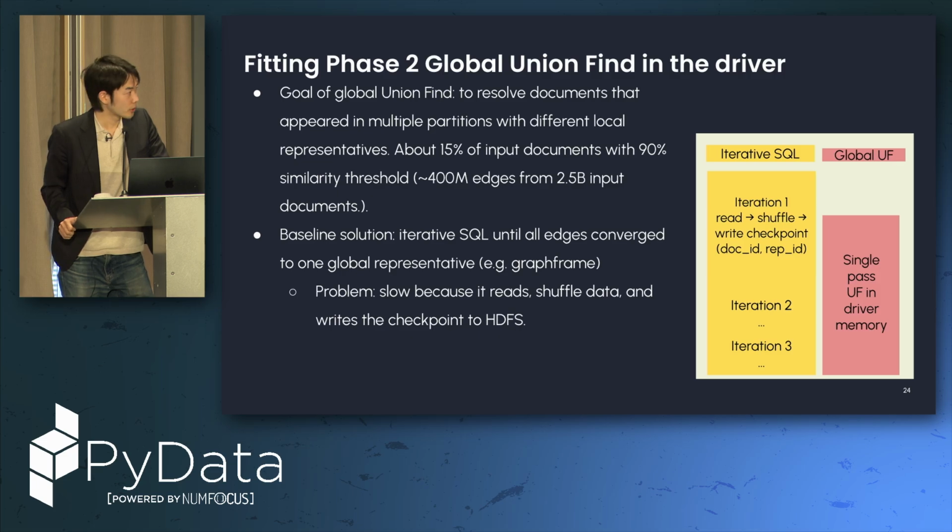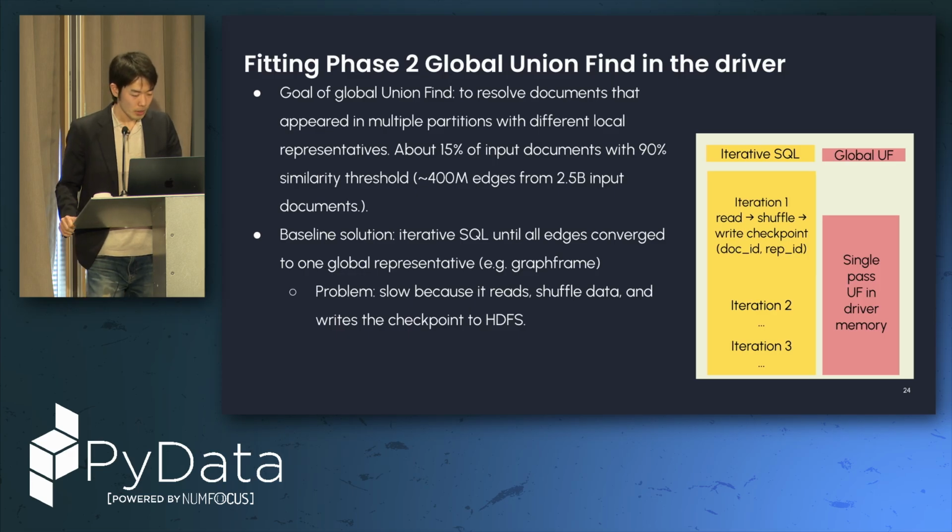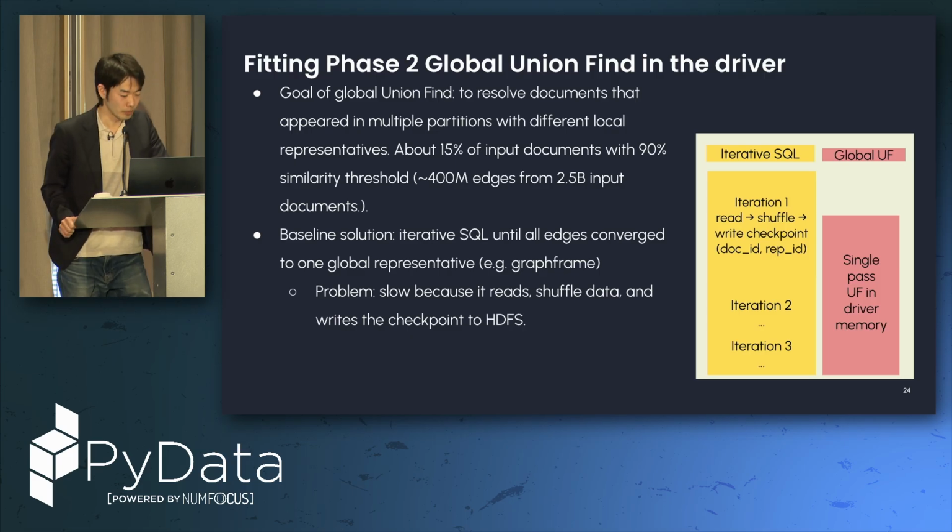Okay, lastly, this is about how to fit global union find in the driver. As a reminder, the goal of global union find is to resolve the documents that appeared in multiple partitions with different parent IDs. This is only about 10 to 15% of input documents with a 90% similarity threshold. The baseline solution, meaning the existing solution, is to run an iterative cycle until all edges converge to one global representative, using GraphFrame, for example.